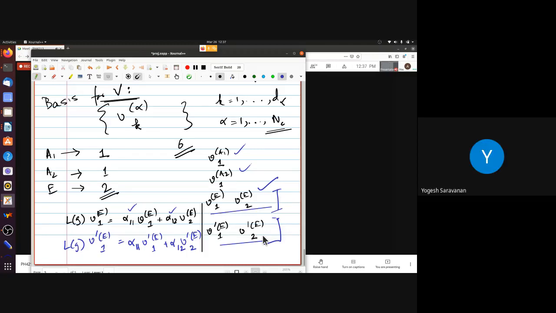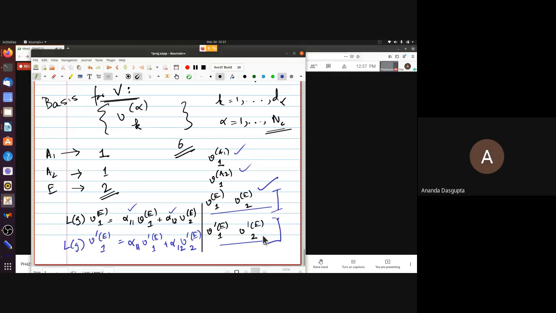Sir, do you mean to say that V1E and V prime 1E are like equivalent vectors? You may use that terminology, but that's not really very relevant here. All I'm saying is the way in which V1E transforms.